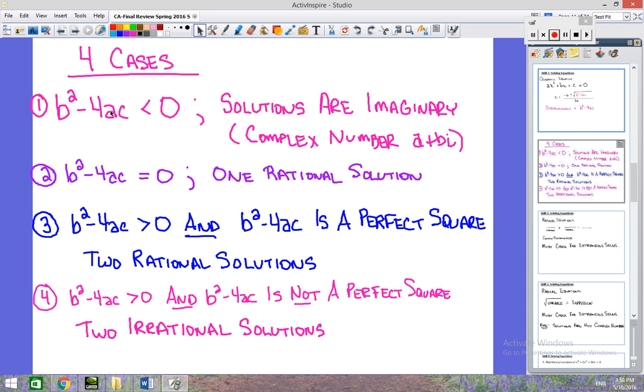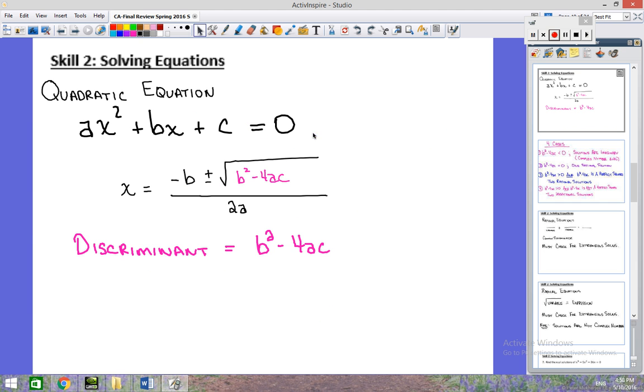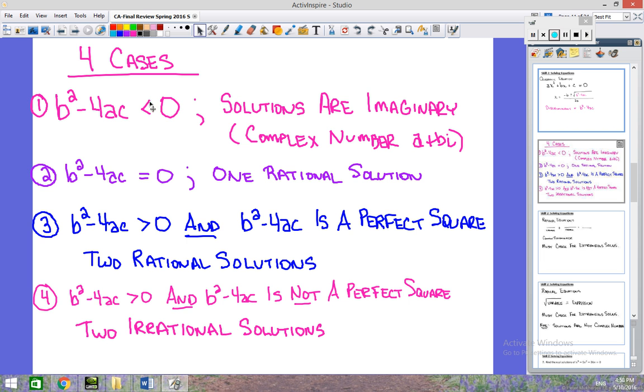So if you identify a, b, and c for your problem, maybe it's 1, 2, and 3, when you calculate this b squared minus 4ac, you'll get a number. If that number is negative, if that number is less than 0, you know that your solutions to the equation are going to be imaginary. They're complex numbers. That b in a plus bi is not going to be 0.